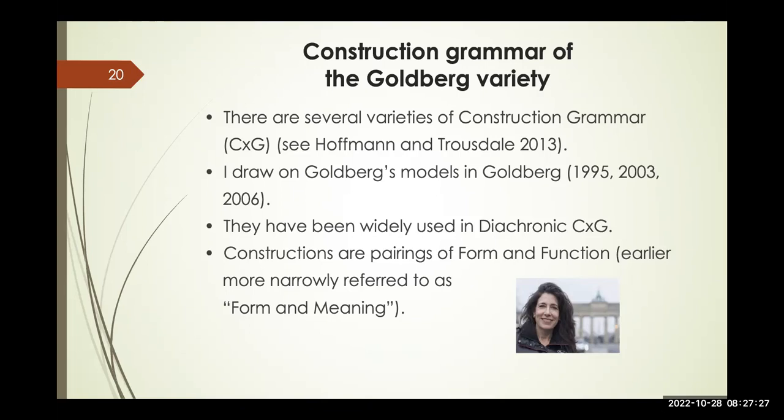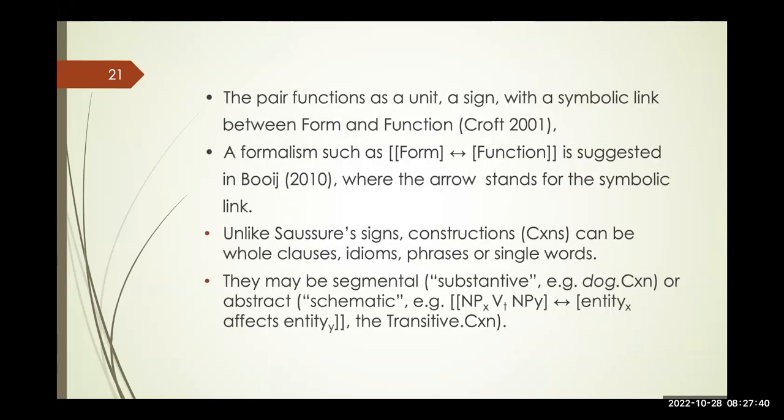Constructions are pairings of form and function. They used earlier to be called form and meaning, but function is a broader term, which Goldberg and many others have now adopted. The form-function pairing functions as a unit, as a sign with a symbolic link between form and function. And a formalism such as I have here, brackets outside, internally form linked to function, was suggested in Croft 2001, where the arrow stands for the symbolic link.